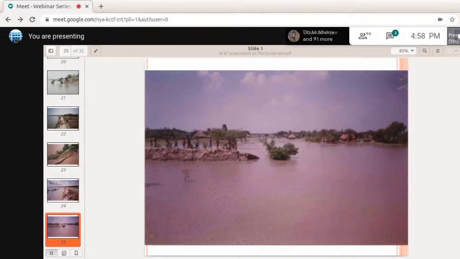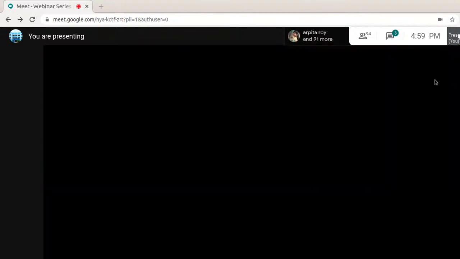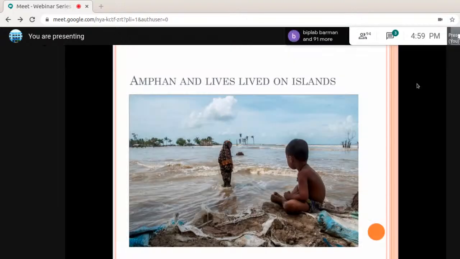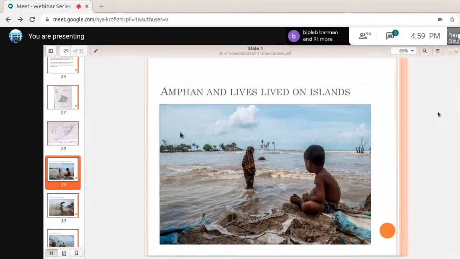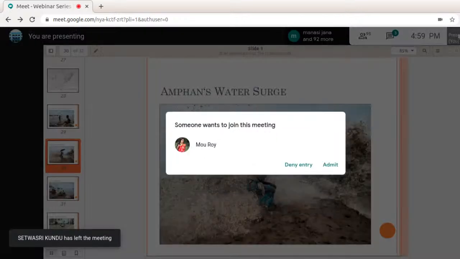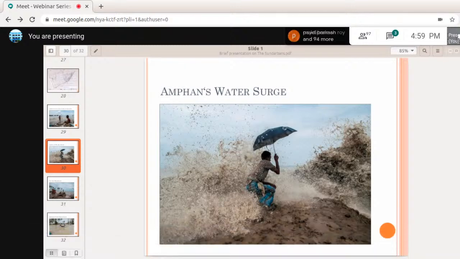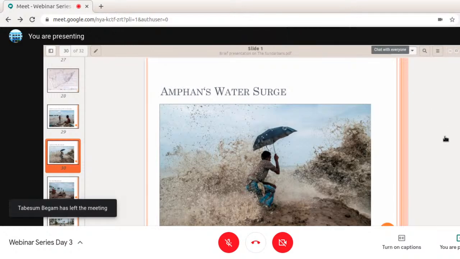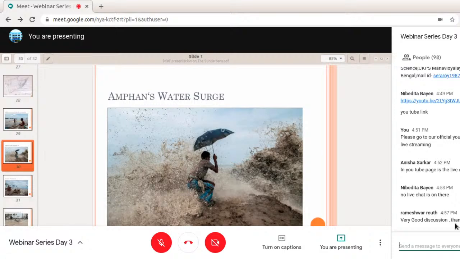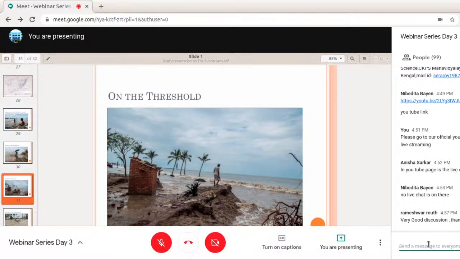Just to quickly give you a sense of what Amphan has done this time. Can I have slide number 29, please? The whole village is inundated. A child and mother. Slide 30, please. This is a surge. You will probably be able to make out that with such a surge, what you have for an embankment doesn't stand anymore as a significantly protective wall that separates land from water and people from disaster. Slide 31, please. Life on the threshold, almost, having lost everything.